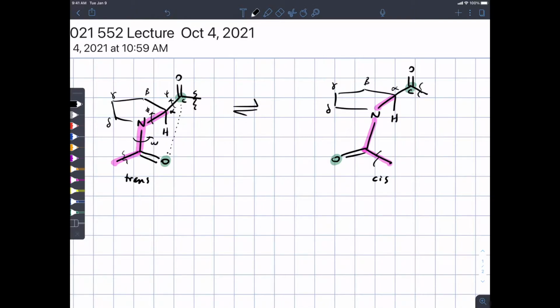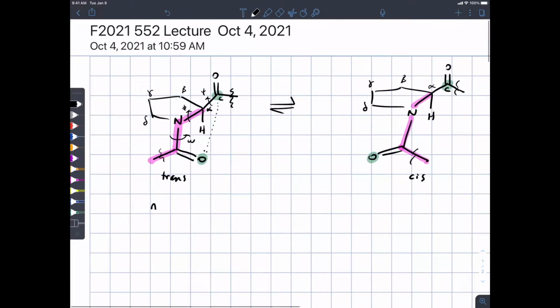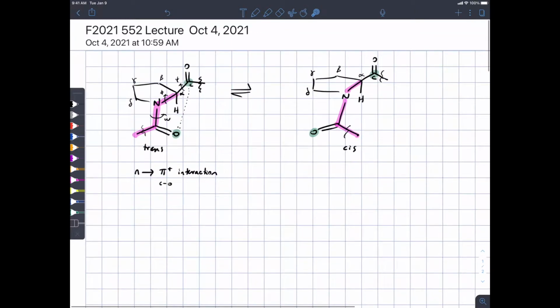And they've done some calculations, and we'll talk about this. This is an example of something that's called an n to pi star interaction. The n is the lone pair on the oxygen. The pi star is the carbon-oxygen pi star of this portion of the molecule. So that's layer one of the story, and as I said, we'll talk about that in a lot more detail.